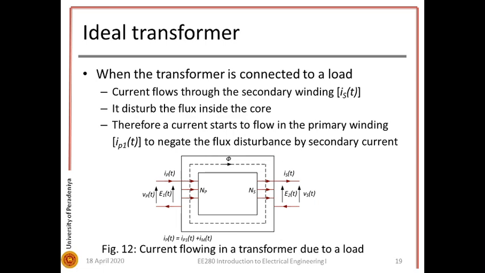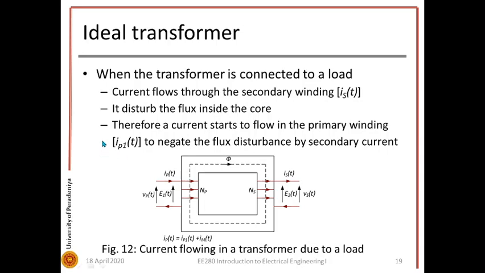Now if we connect a load to the secondary, since you have a voltage, there would be a finite current flowing through the secondary winding. So now there is a secondary current. Due to this secondary current, the flux inside the transformer is going to be disturbed. Initially you had phi amount of flux, but now due to Is there would be additional flux generated in the core. So that is going to disturb the operation of the core.